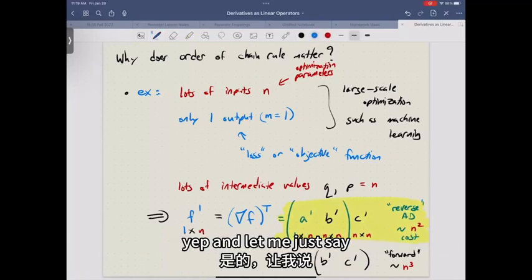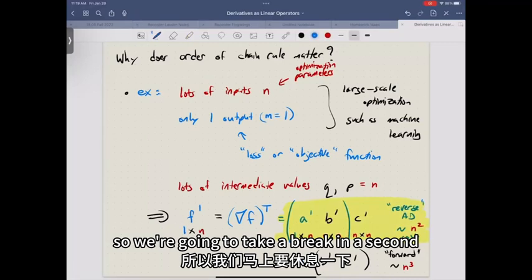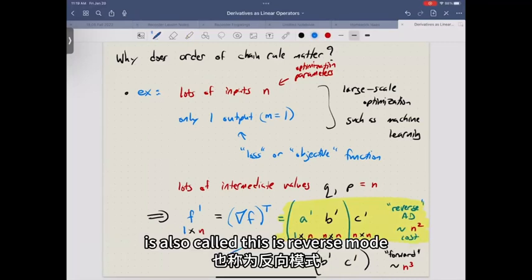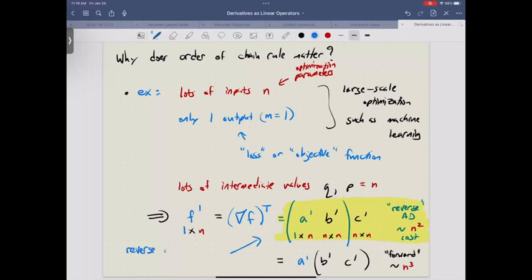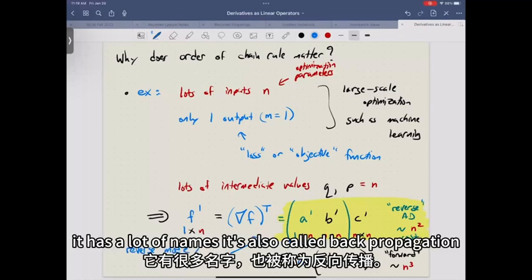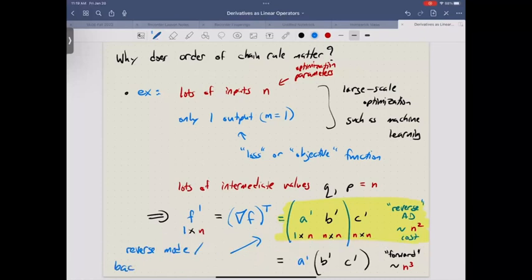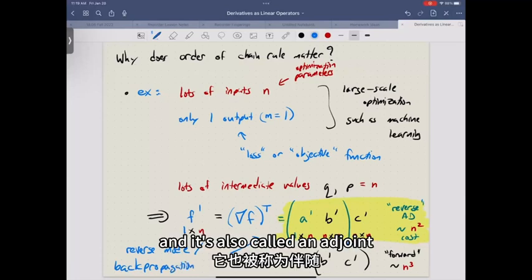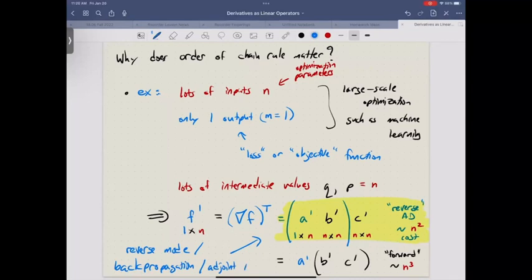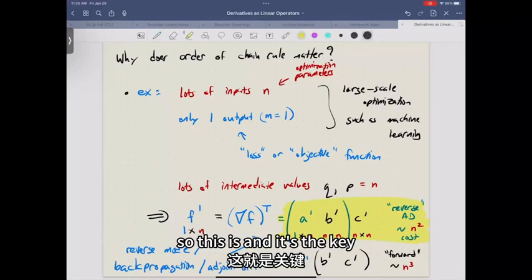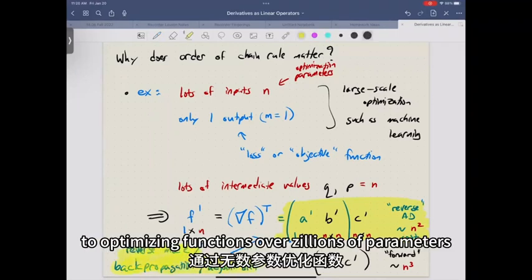Yep, and let me just say, we're going to take a break in a second, but this order is called reverse mode. It has a lot of names. It's also called backpropagation, and it's also called adjoint differentiation. And it's the key to optimizing functions over zillions of parameters.